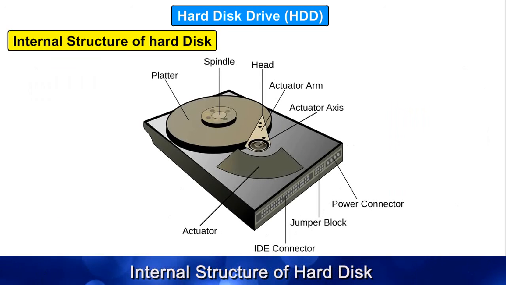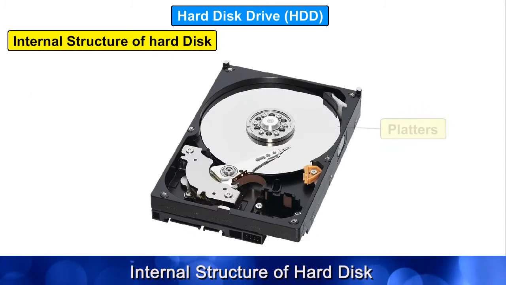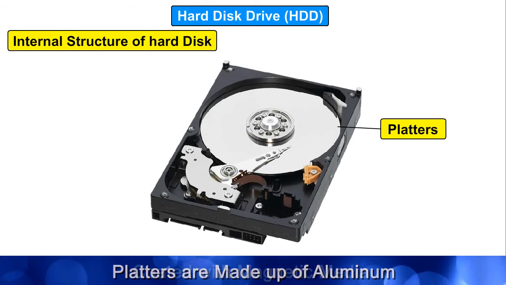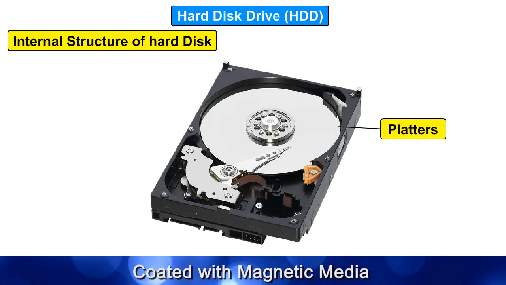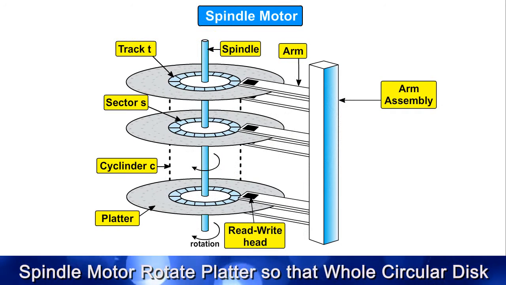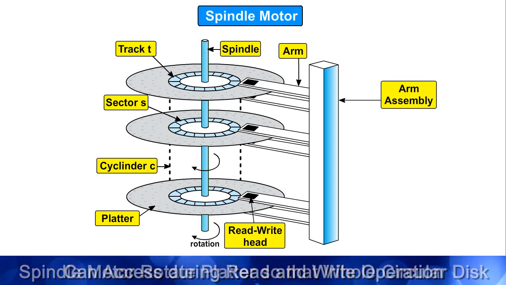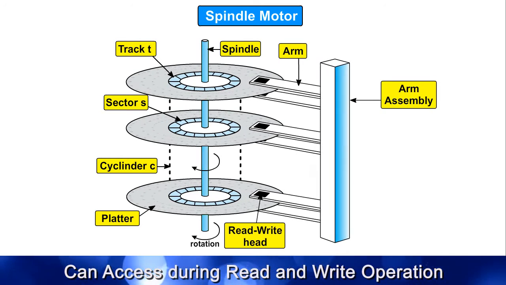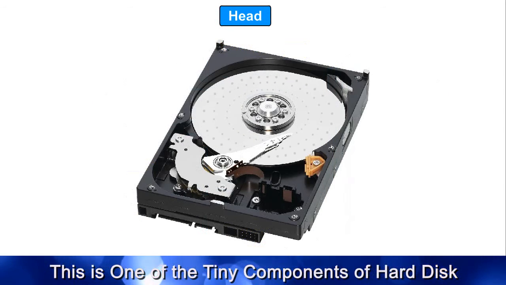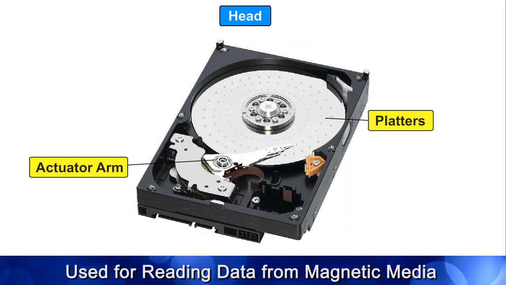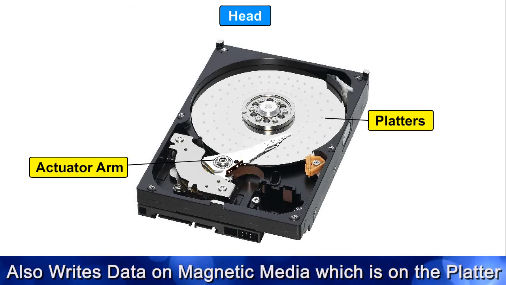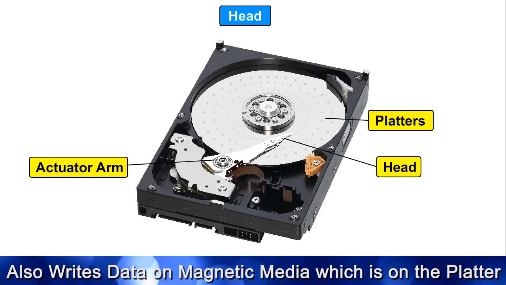Internal structure of hard disk. Platters. Platters are made up of aluminium and coated with magnetic media. Spindle motor. Spindle motor rotates platter so that the whole circular disk can be accessed during read and write operation. Head. This is one of the tiny components of hard disk used for reading data from magnetic media and also writes data on magnetic media which is on the platter.